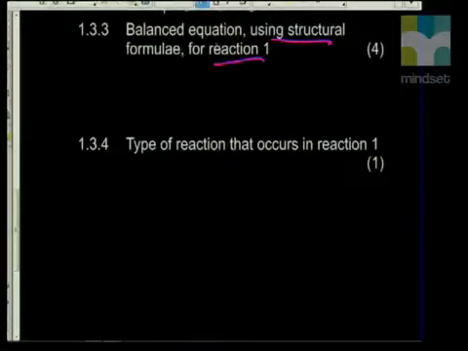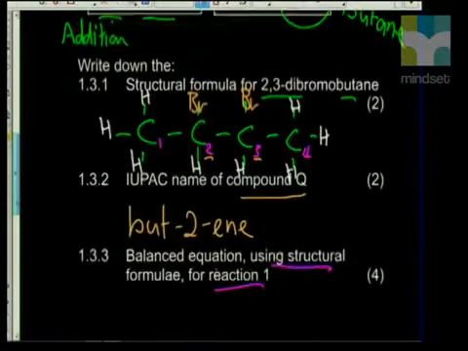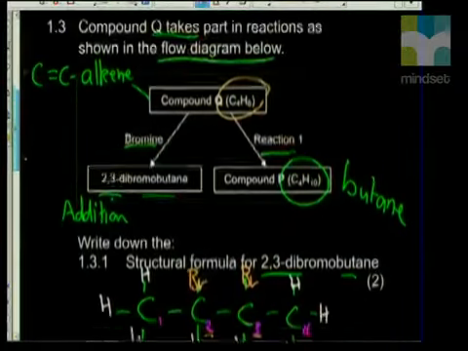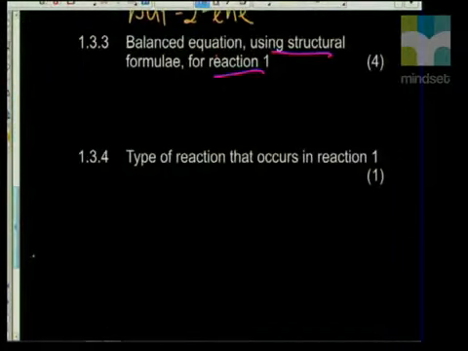Guys, when you ask structural formula, please don't write molecular formula, and when you're asked molecular formula, please don't write structural formula. You have to draw them out. And because structural formula takes some time and takes space, I'm going to write them a little bit bigger and write it down below. So I'm going to start with the substance I'm starting with, which was Q, which is but-2-ene.